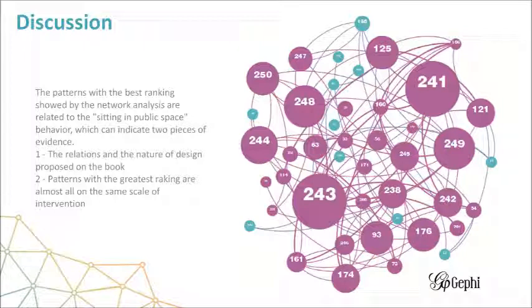The first one is that the patterns network also showed the nature of the project extracted from the book, and that they are not based on a simple element, such as a bench, but on all the relations that may arise. Another evidence is that the patterns with the greatest ranking are almost all on the same scale of intervention, which means they are consistent with what the neighborhood offers at the place and the possibilities that directors and stakeholders have to intervene there. They are patterns that connect and do not function as isolated elements.